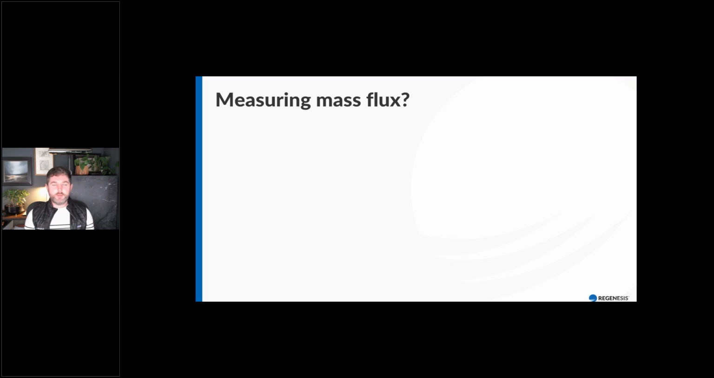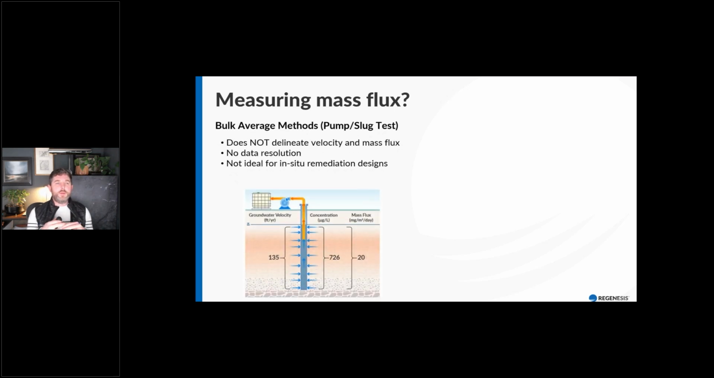Measuring mass flux. So going back to the theme of gap analysis, often this is something that's missing as part of a site investigation. What's very typical is people using slug tests or pumping tests to work out mass flux and permeability, but these methods do not delineate velocity or mass flux, and you don't have really much data resolution. So while we can absolutely use data that you have gathered using pump and slug tests, if you're able to, we would prefer it if there were passive flux meters installed.